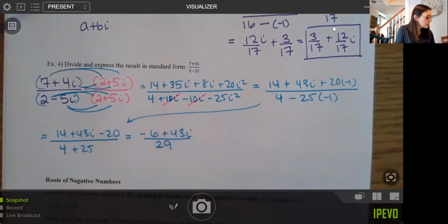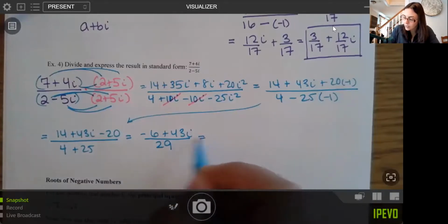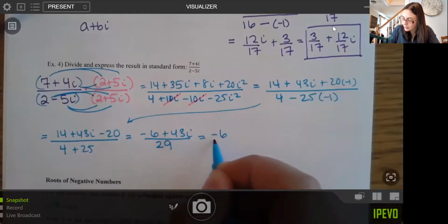So I'm almost there. I'm not quite there yet. I do have to separate this out. So remember, I want a distinct real part plus an imaginary part. So that 29 is just going to get split to both pieces.